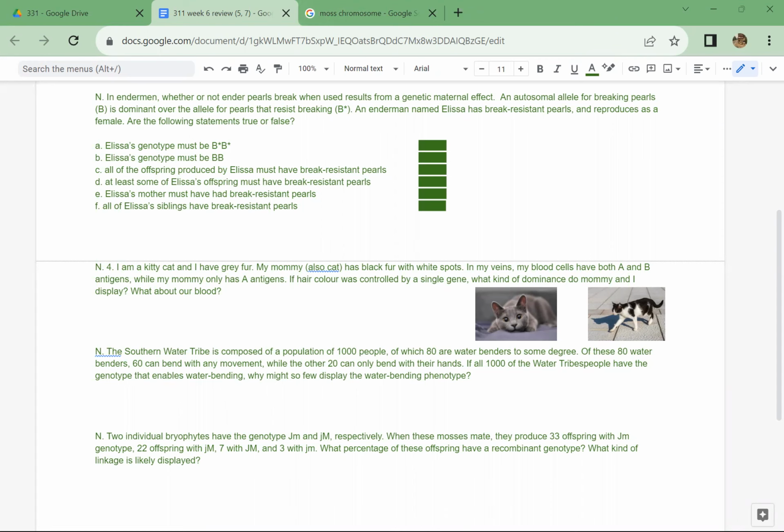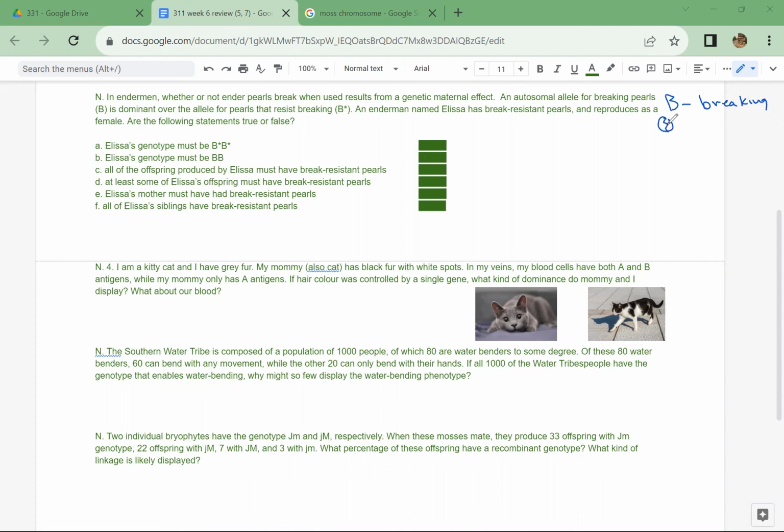And this genetic inheritance is controlled by a genetic maternal effect in the Endermen and their pearls. So an autosomal allele for breaking pearls, let me get my pen out. An autosomal allele for breaking pearls, capital B, is dominant over the allele for pearls that resist breaking. Okay, so let's write this out. So B is breaking.